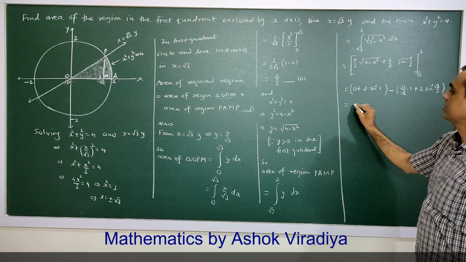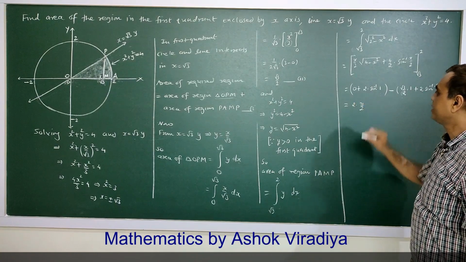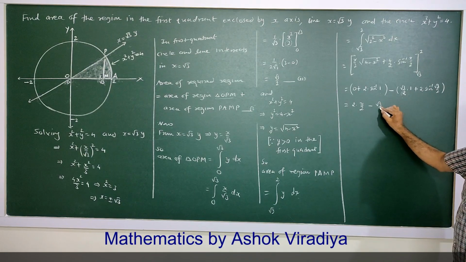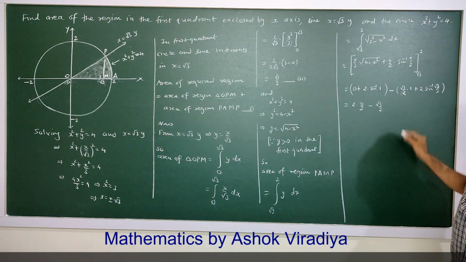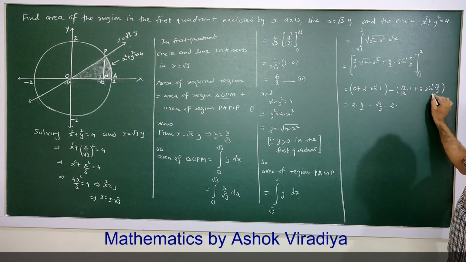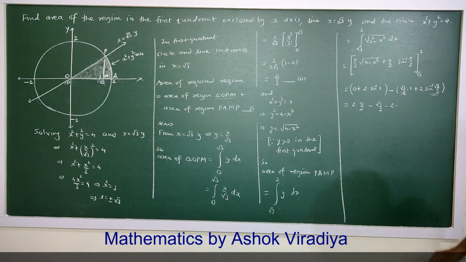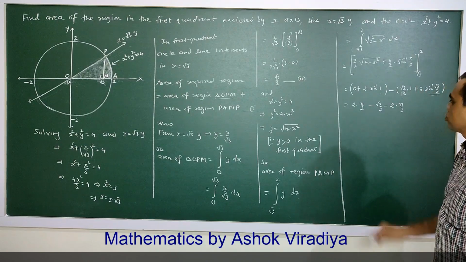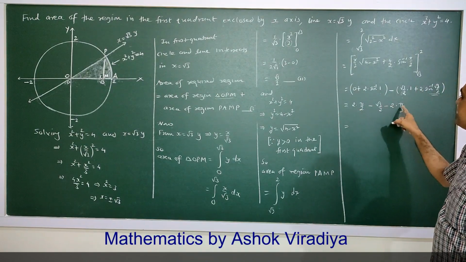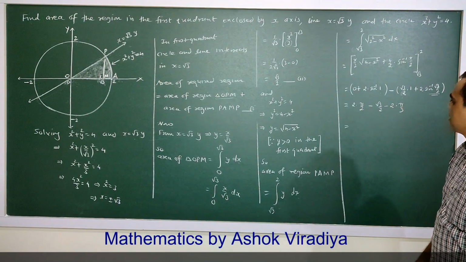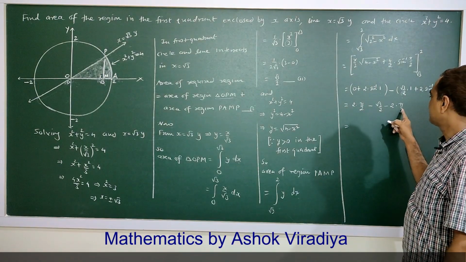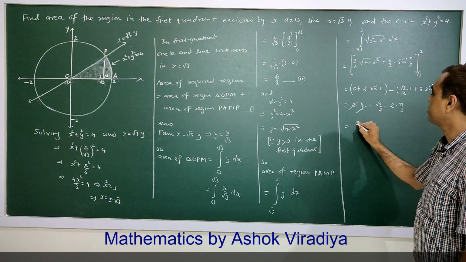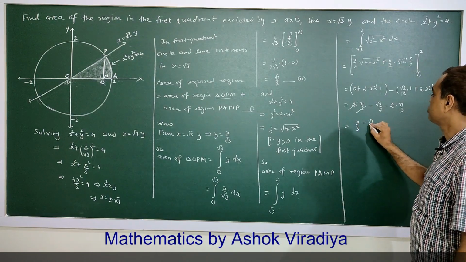So this is 2 into pi by 2, since sine inverse 1 is pi by 2, minus root 3 by 2, minus 2 times sine inverse root 3 by 2, which is pi by 3. So this is pi minus 2 pi by 3, that is pi by 3 minus root 3 by 2.